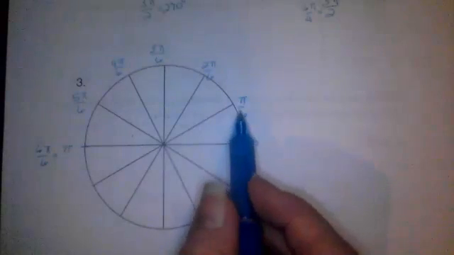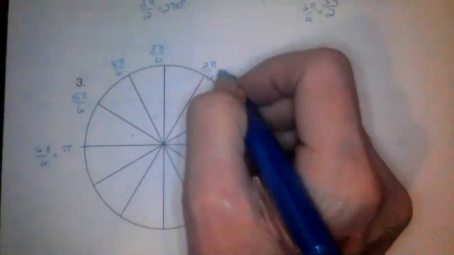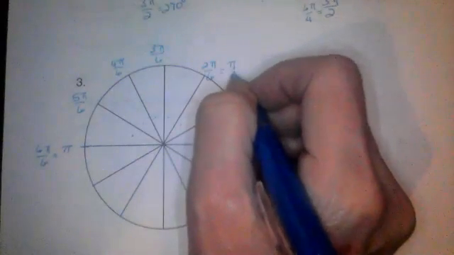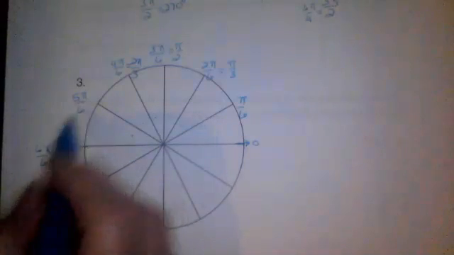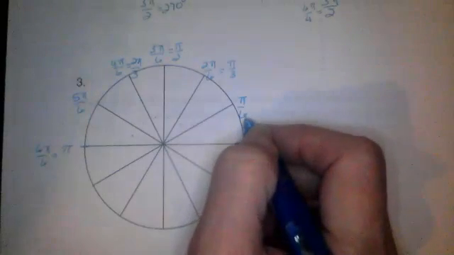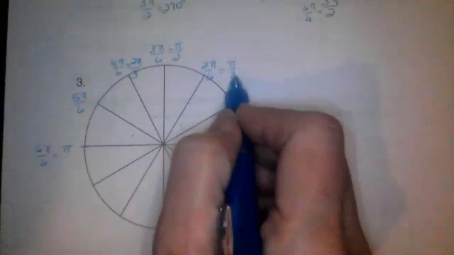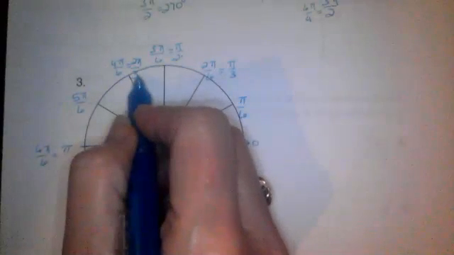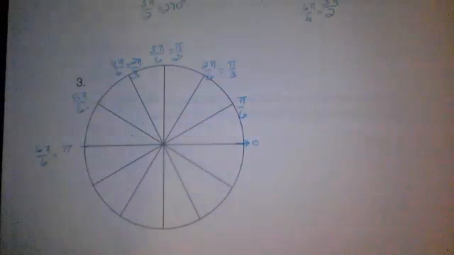Now some of these reduce. 1/6 doesn't reduce, but this would reduce to pi over 3. This one we already know reduces to pi over 2. This one to 2 pi over 3. 5/6 doesn't reduce. So we end up with some thirds. We end up with 1/6, 1/3, 1/2, 2/3, 5/6, and 1.